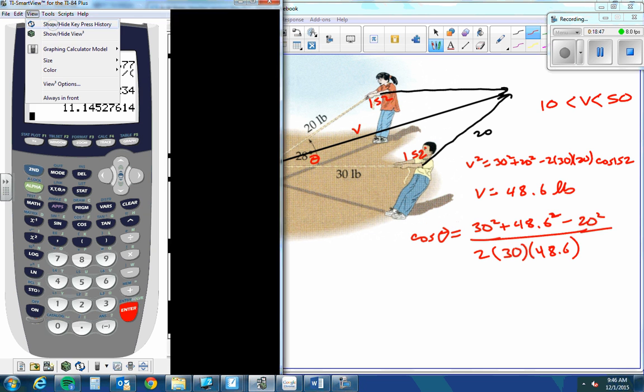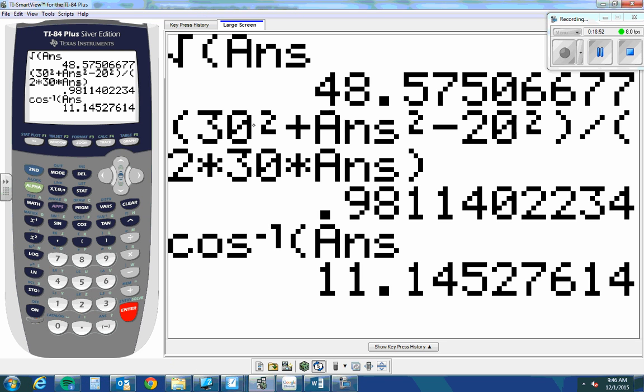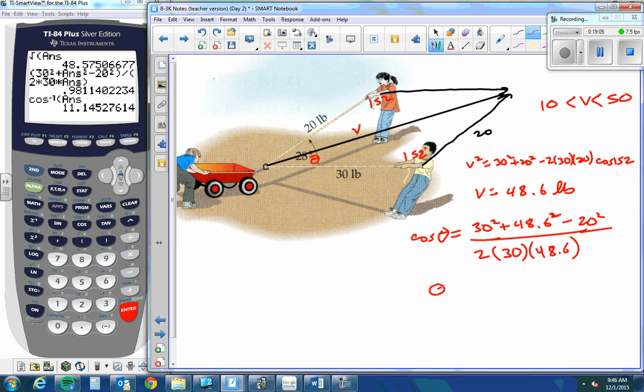So once again, when you go to type this in, put parentheses around the whole numerator and parentheses around the whole denominator. Use the second answer so you don't get a rounding error, and then inverse cosine will give you the angle. So 11.1 degrees is not our answer, though. This is 11.1 here. That's fine, but that's the direction that they're pulling in. The resultant force between these two together is 48.6 pounds force in that direction.